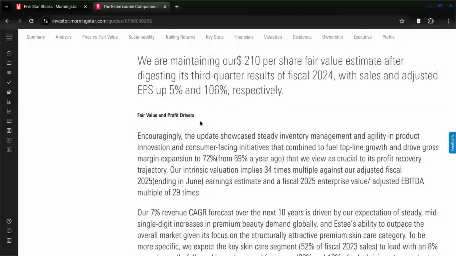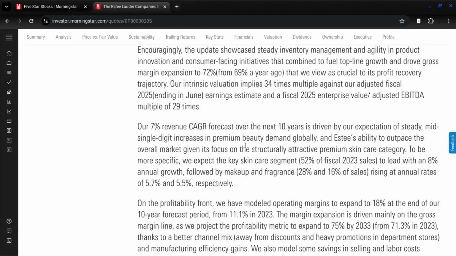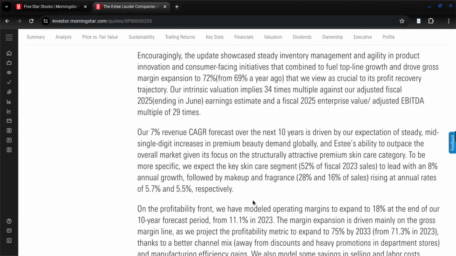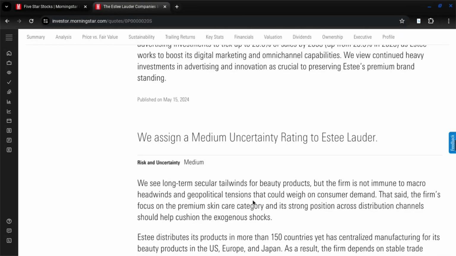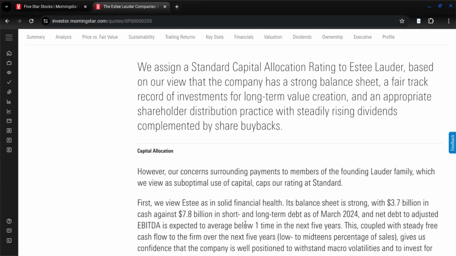This is the section on fair value and profit drivers, where the analyst shares the assumptions she used in her financial modeling to come up with the fair value estimate of $210. And here is a section on risk and uncertainty, where she explains why she gives a medium uncertainty rating to Estee Lauder. This last section is on capital allocation.